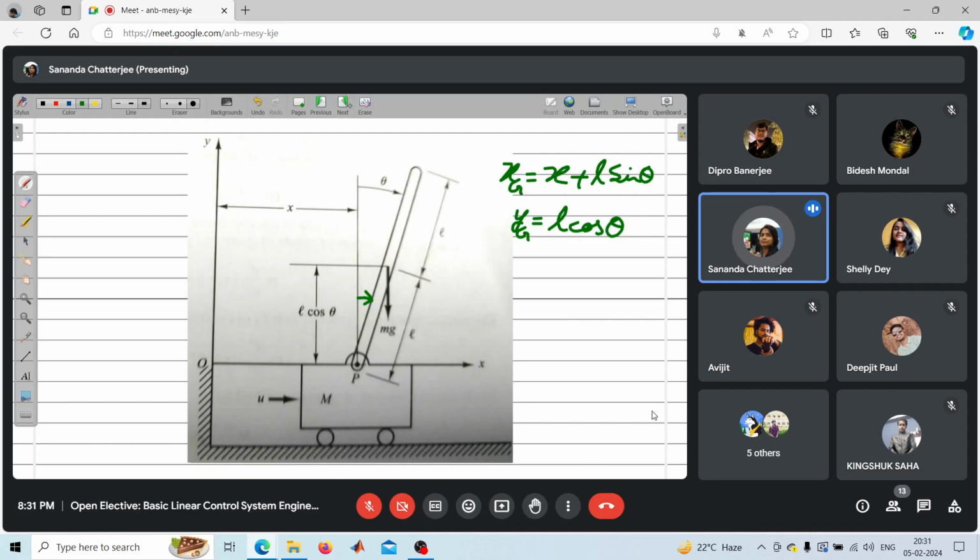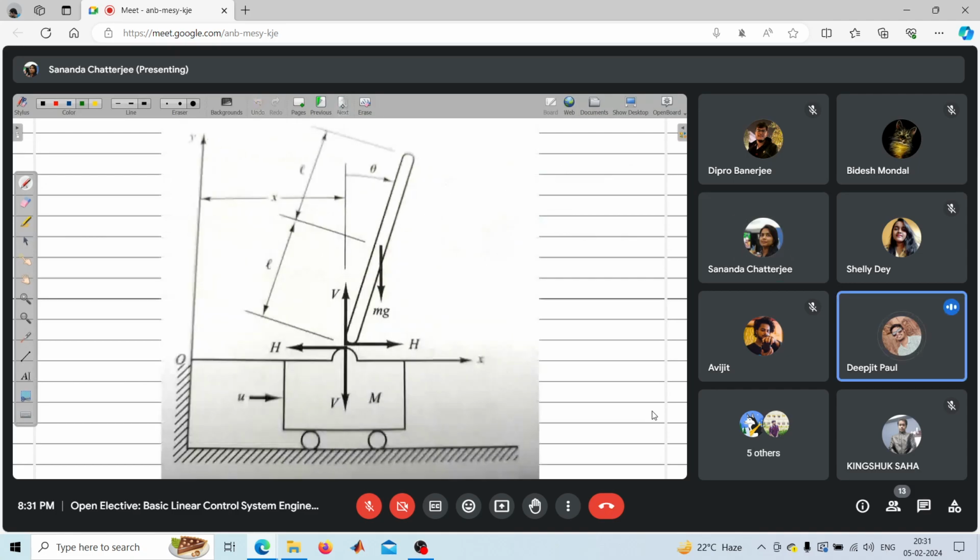Okay, so now if we go for the free body diagram, if we try to draw the free body diagram of this, at point P there will be two reaction forces, one horizontal, one vertical. Let us assume these to be V and H. This pendulum is moved a little bit so that these two are in the same figure. We have shown the free body diagram for both the bodies.